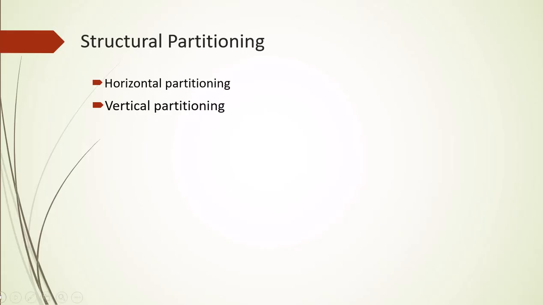Now we are discussing structural partitioning in this lecture. The word partitioning means that we make partitions in the module. So there are two structural partitioning types. One is called horizontal partitioning and the second type is vertical partitioning of the software systems.